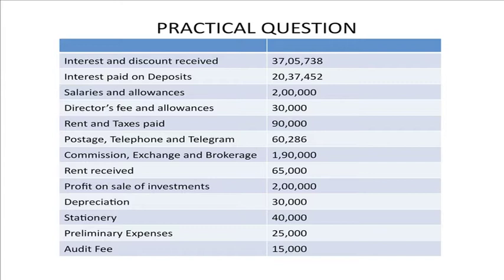Depreciation 30,000, it is an operating expense. Stationery 40,000, again an operating expense, so it is also the item for schedule 16. Preliminary expenses 25,000, audit fees 15,000, again operating expenses.